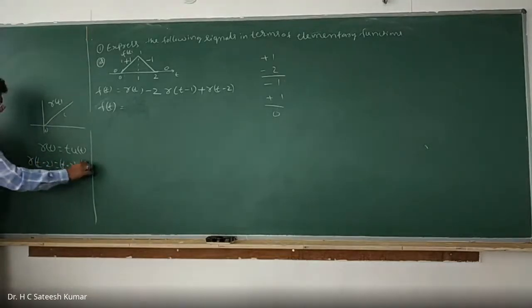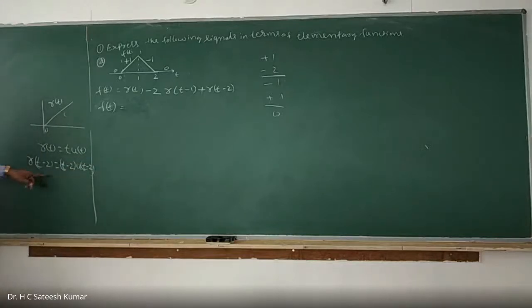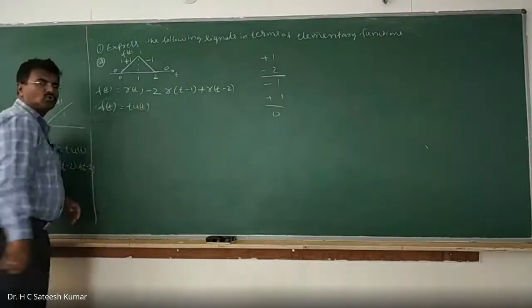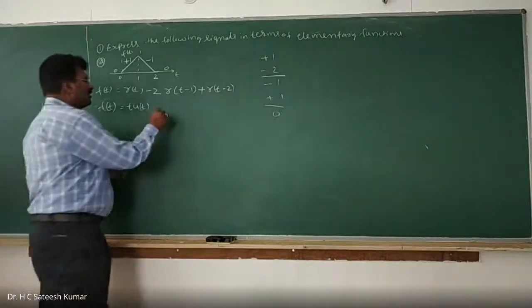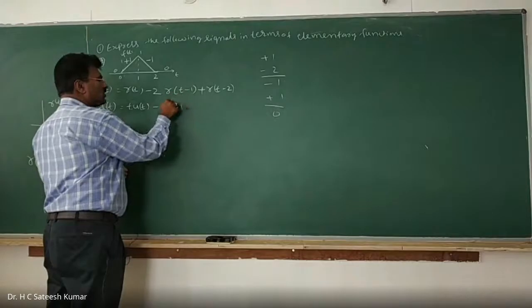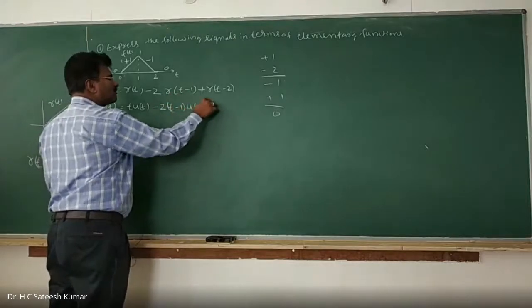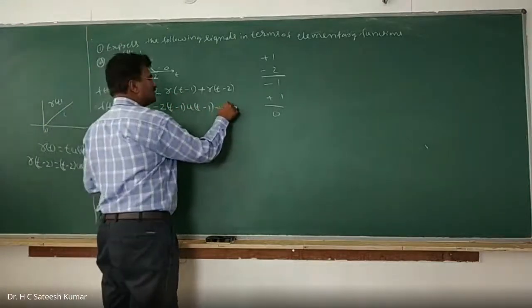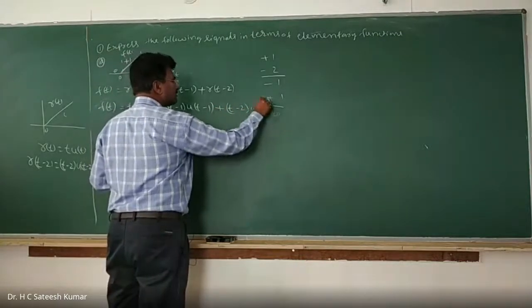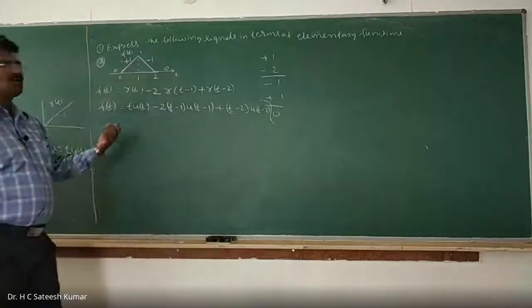That means ramp in terms of step we have written like this. So starting from 2, the same thing we can write. r of t is t into u of t, and -2 into r of t minus 1, that is t minus 1 into u of t minus 1, plus t minus 2 into u of t minus 2. That's how we should write it.